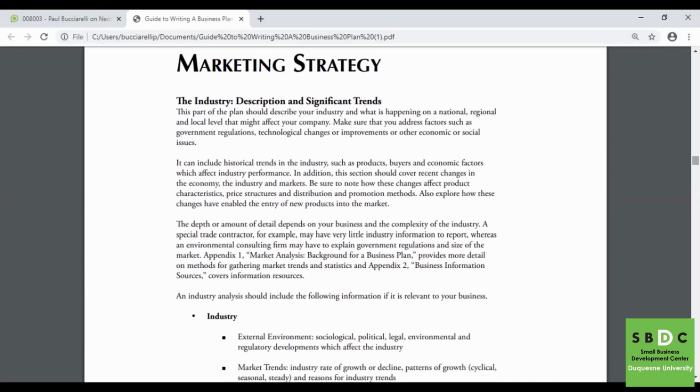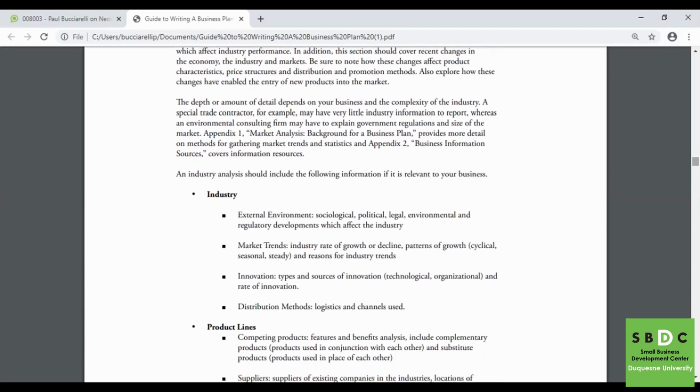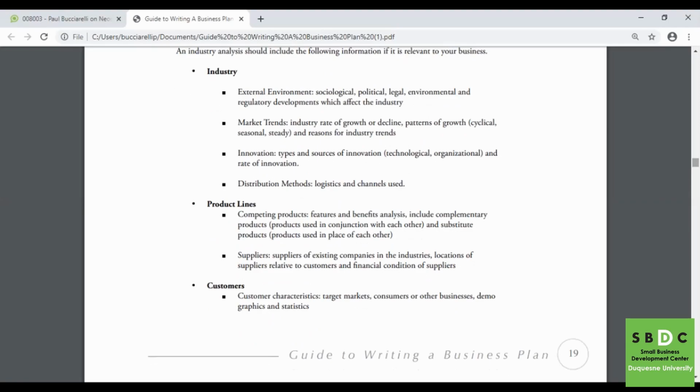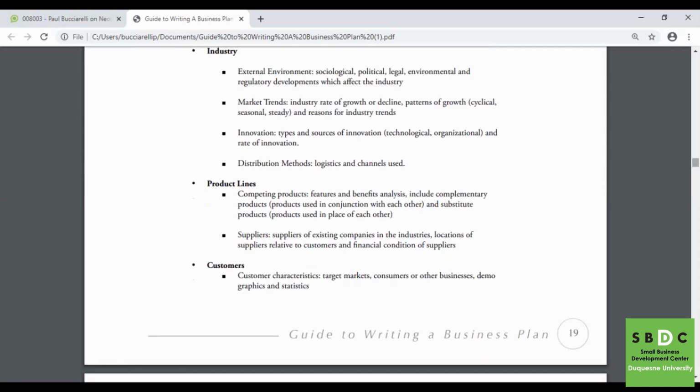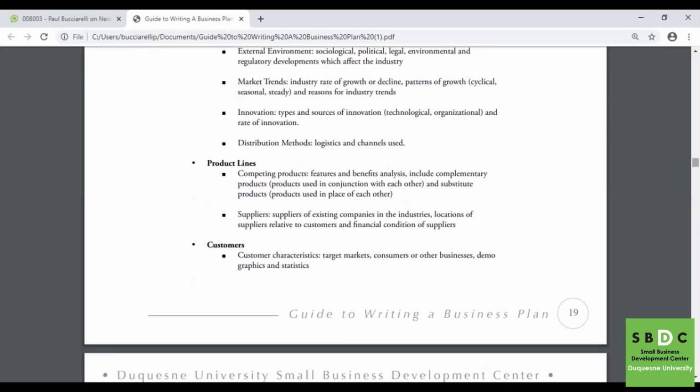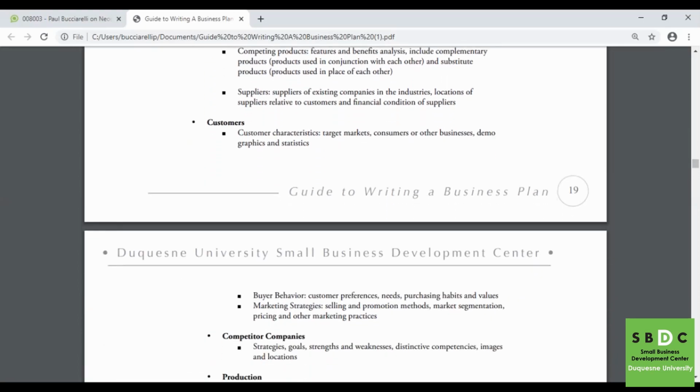Let's take a little deeper dive into marketing strategy and the kinds of things that are important in a business plan. So if you are in a business, you probably need to find out, what are the trends? Is the business growing or declining? What are the reasons for these trends? What kind of innovations are there out there? What does the customer base look like? And most importantly, what does your customer profile look like?